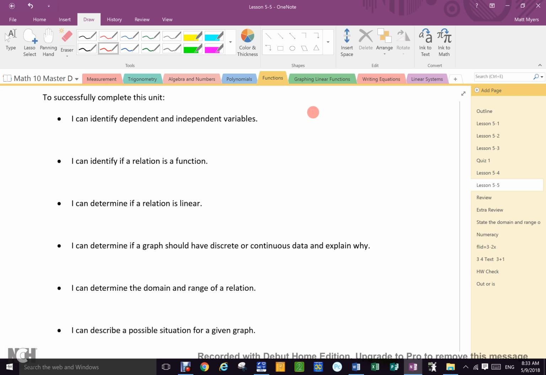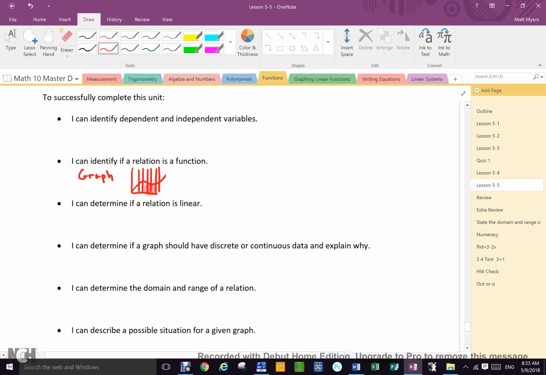What about the next one? Can you tell if a relation is a function? Now this one's a little tricky because there's 2 ways to do it. On a graph, how do you know if it's a function? I know you know, Wong. How do you know on a graph if it's a function? The line test. Everywhere I draw a vertical line, it only hits once.